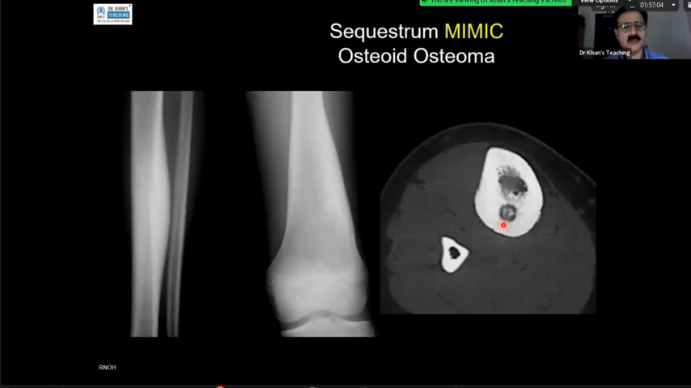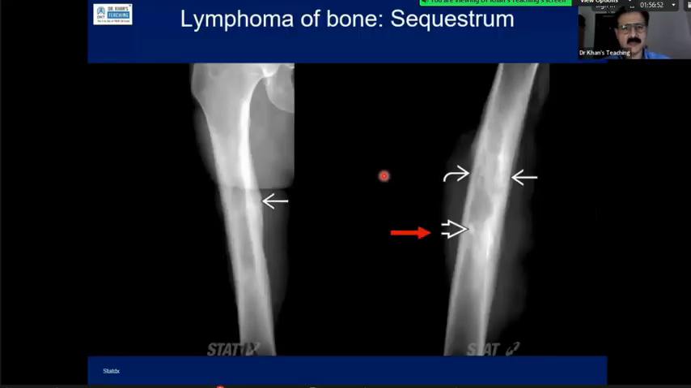And this is the mimic we were talking about. This is the osteoid osteoma, but osteoid osteoma will be in the cortex. It will not be in the medullary cavity. That is why we are using the word mimic. So this is once again your case in which you can see this aggressive lesion, and with that, you can see sequestrum.